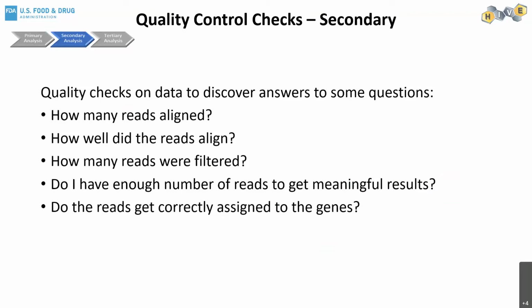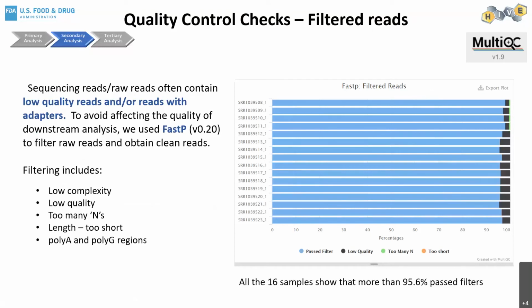Now we move to the secondary analysis, and there are some other quality control checks that we can use. How many reads got aligned? How well did these reads align? How many reads were filtered? Do I have enough reads to get meaningful results? Did the reads get correctly assigned to the genes? All these questions can be answered with the quality control checks that we have in the same MultiQC report.